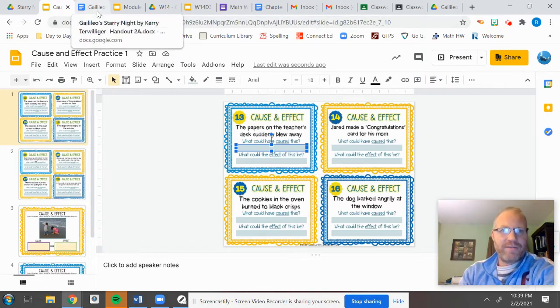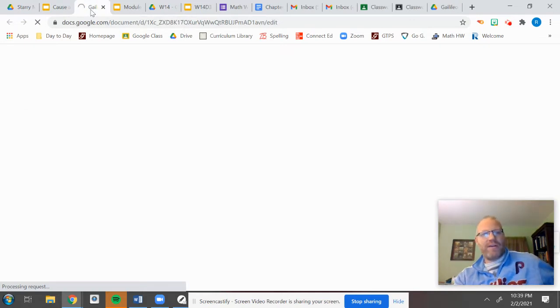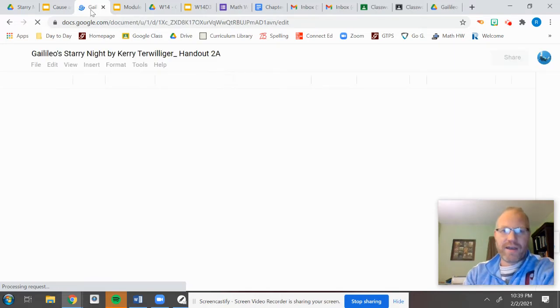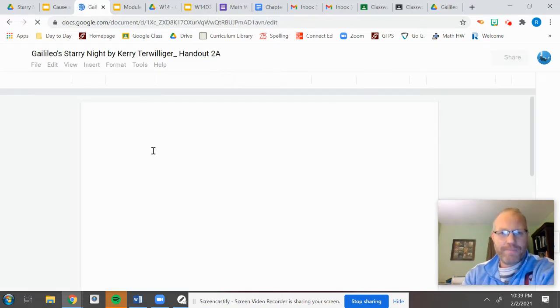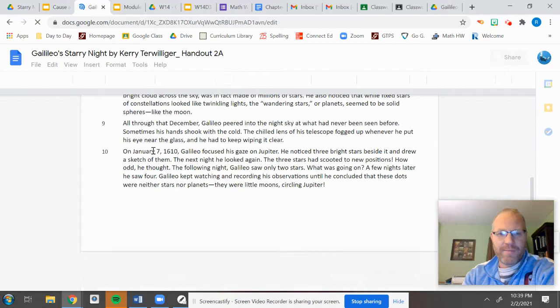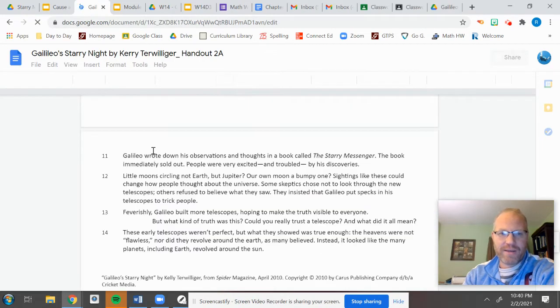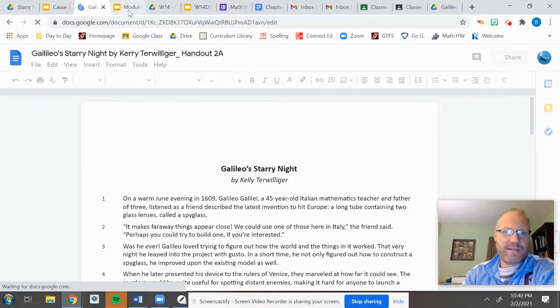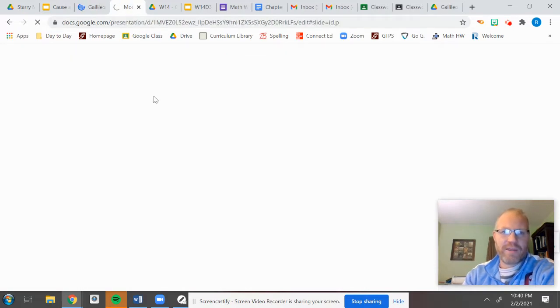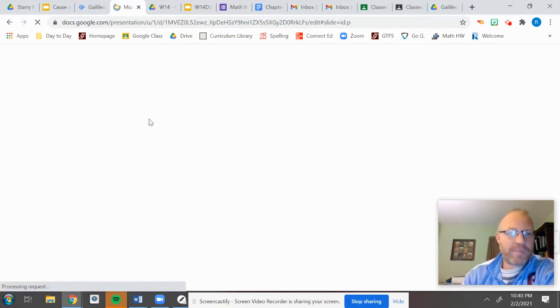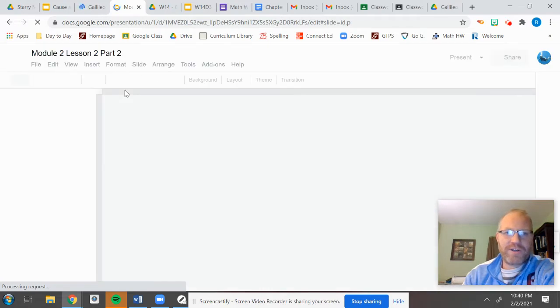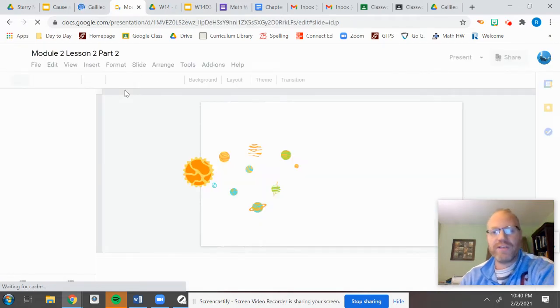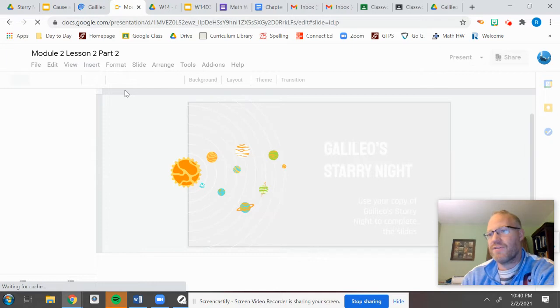So next you're going to open up Galileo's Starry Night, and Galileo's Starry Night is the document that we read yesterday. So this is the document that has all of that information on it that we read in class. So we're going to take that and use it to answer some of the thoughts that are in this next slideshow. So you're going to be going through this slideshow with me, and we're going to be reviewing some of the things that we read about Galileo's Starry Night.